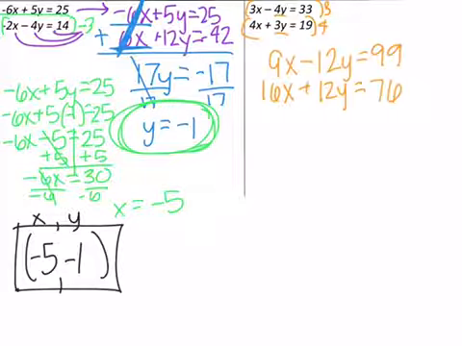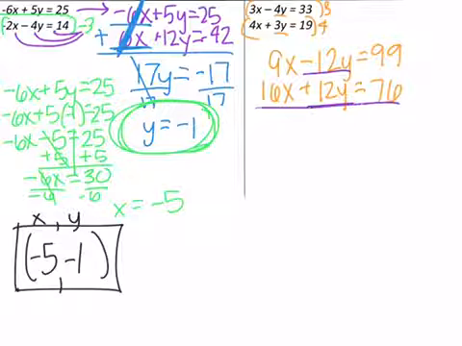All right, so you guys should have had a 9x minus 12y equals 99 and a 16x plus 12y equals 76. So you just had to multiply those numbers out. The reason we did that was so that our y's had the opposite coefficients. That's the purpose of this.